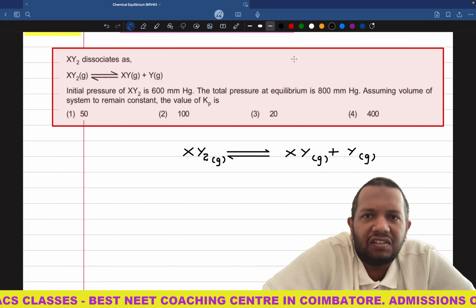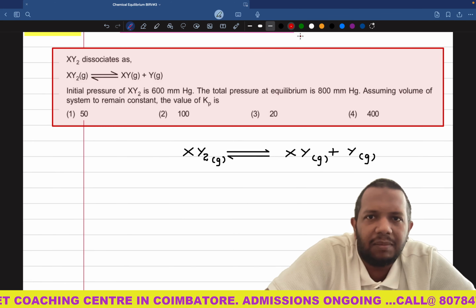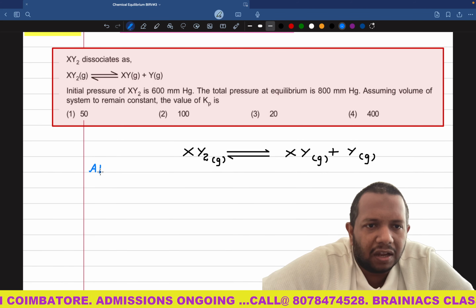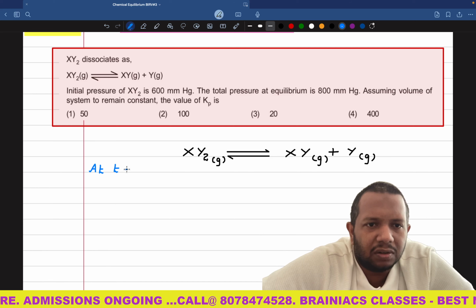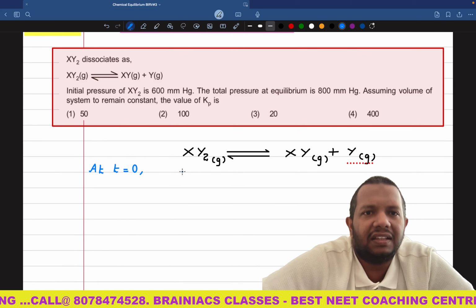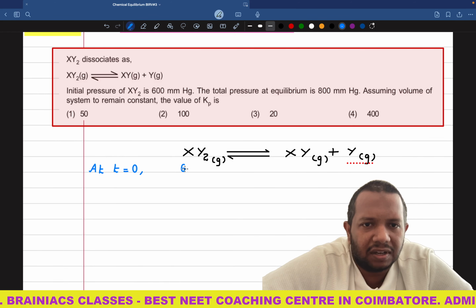They are telling the initial pressure is 600 mm. So let us write at time t is equal to 0. At time t is equal to 0, we say the initial pressure is 600 mm.